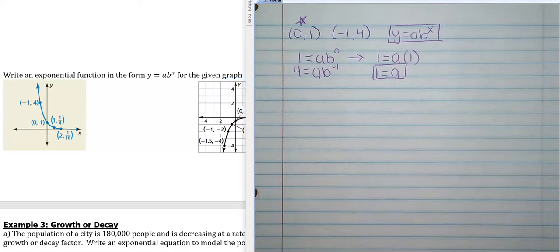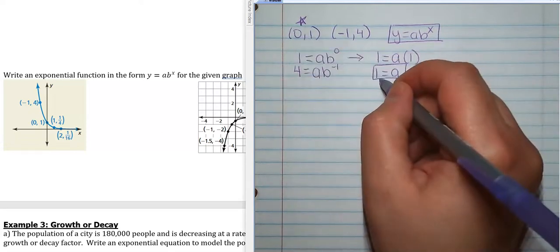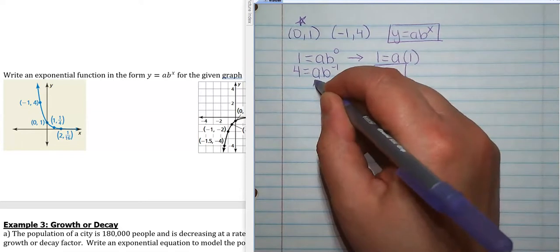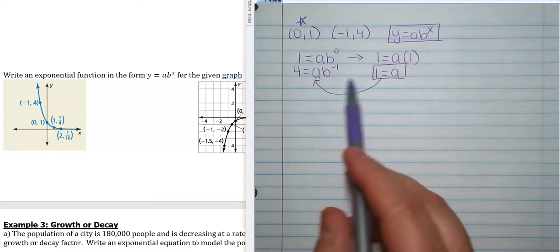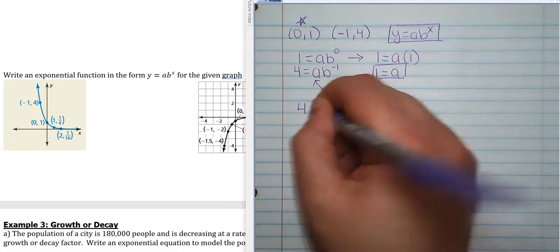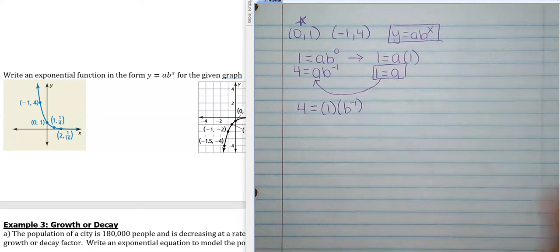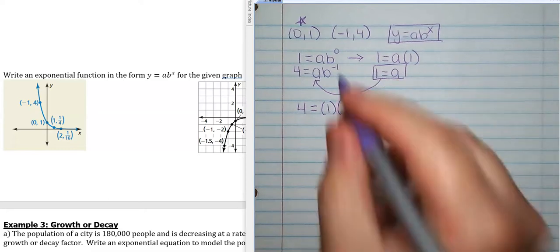I'm sorry, we know the a value. I have to plug that back in though so I can get the b value. So I don't have to do a system like I did on the last one, but I do need to plug this in. Okay, so I'm going to plug that into the other equation. So then we'll have 4 equals 1 times b to the negative 1. We'll have to solve this for b.